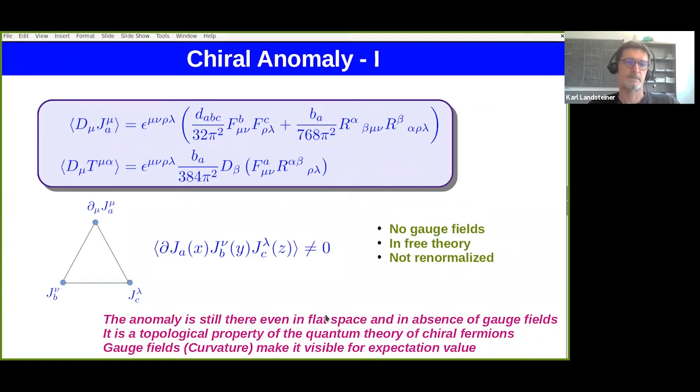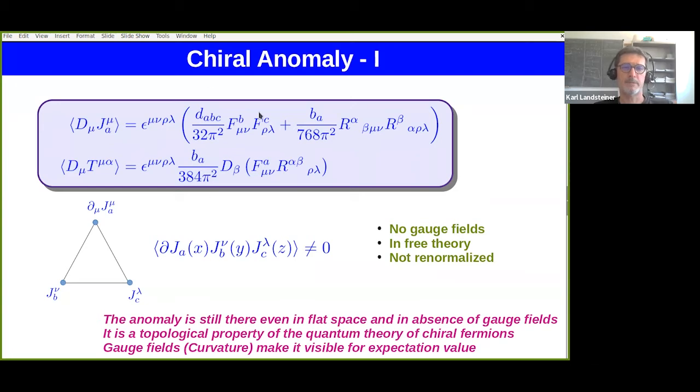Another thing which I want to emphasize is that sometimes it is said or thought that the anomaly is absent if you don't have these external gauge fields. So for example, in the simplest case, this would just be parallel electric and magnetic fields. But even if there are no electric and magnetic fields, the statement that the theory has an anomaly is really a statement about the full quantum theory. And you can never get rid of it by just switching off some external fields.